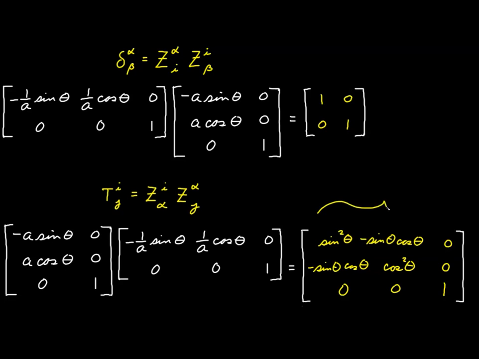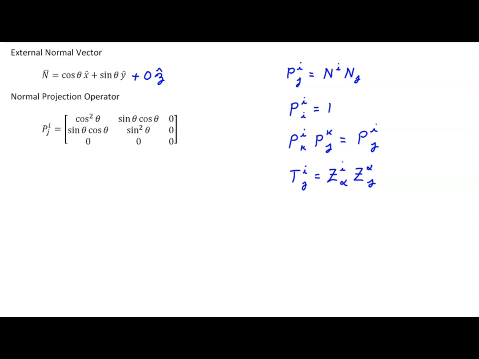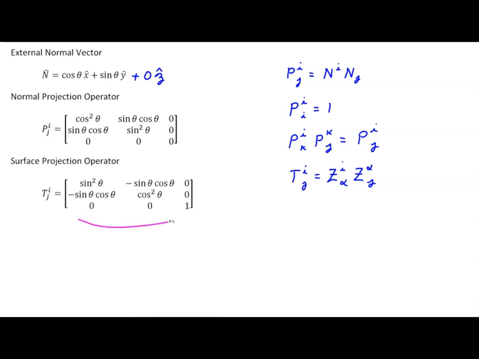This is the surface projection operator for a cylindrical surface. Notice again that the result is a 3 by 3 matrix, and it is not the identity matrix. We get the identity matrix up here, but not when we find the surface projection operator. So now we can add the surface projection operator just like this. This is what we just derived a moment ago.